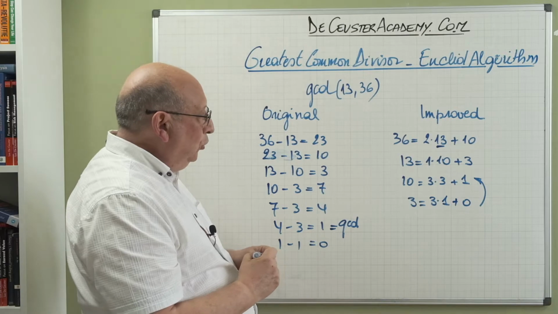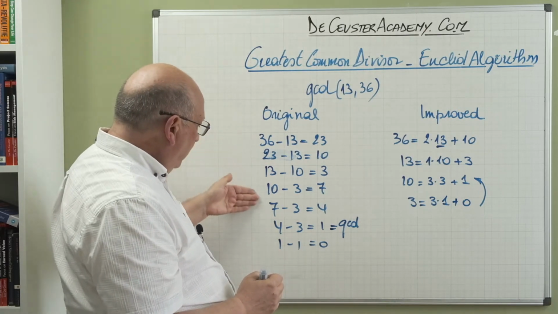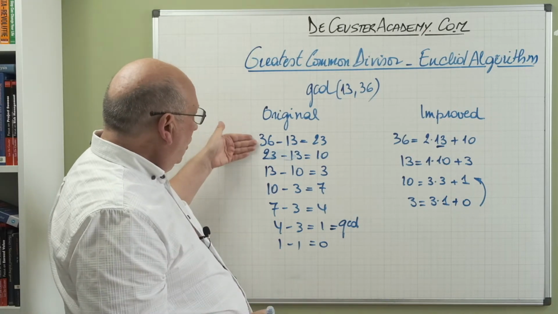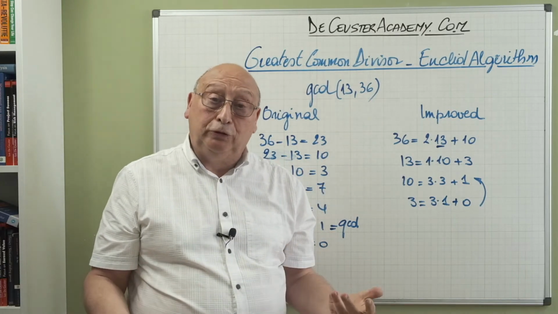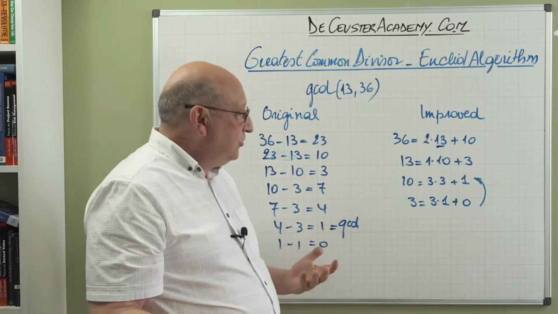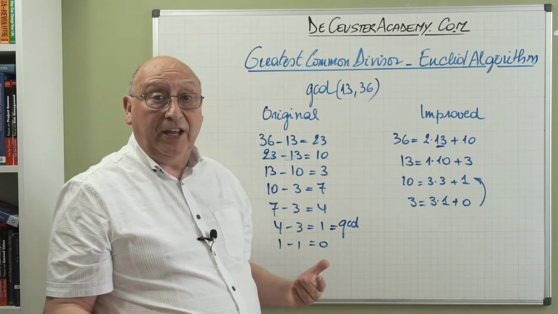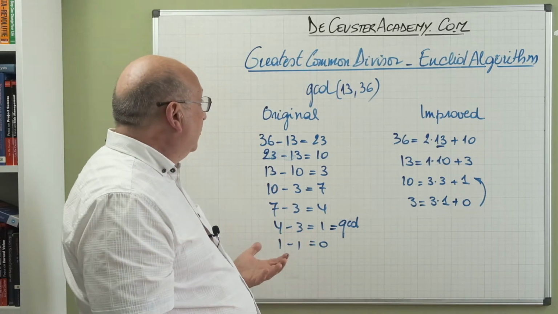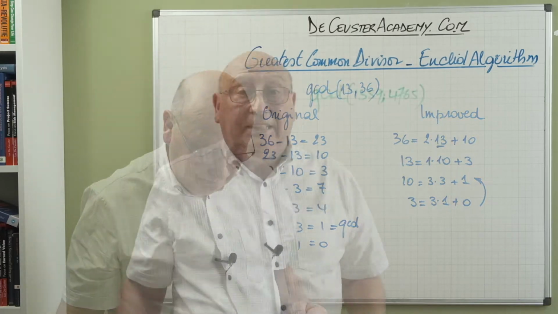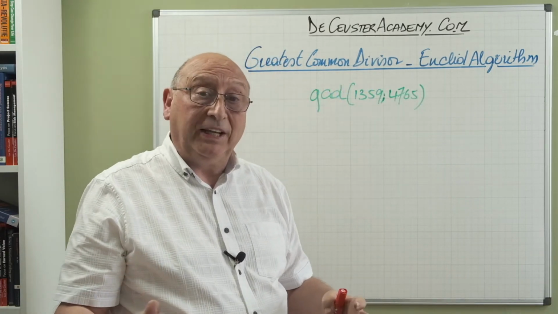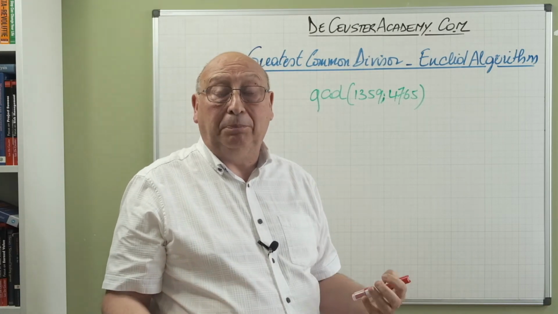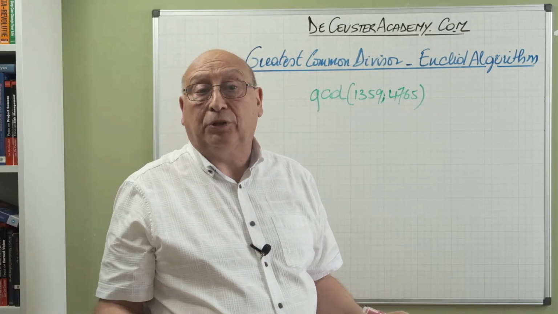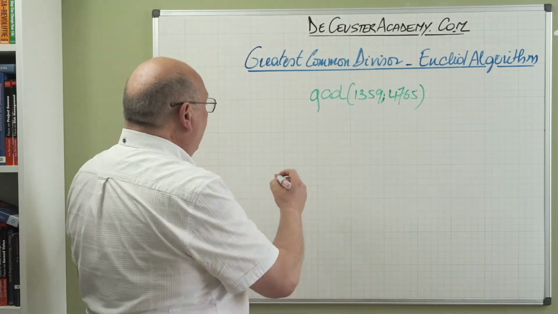Now what's the conclusion here? You see the number of steps here is a lot more than the way we do it in the improved algorithm. And in some cases, it can be a very big difference, like we will see in the next example. This example is a little bit more complicated, and you will see immediately why this method is better than the original subtraction method.